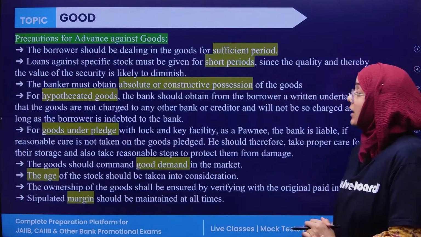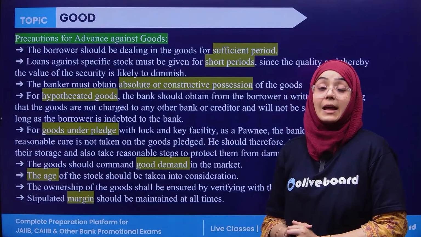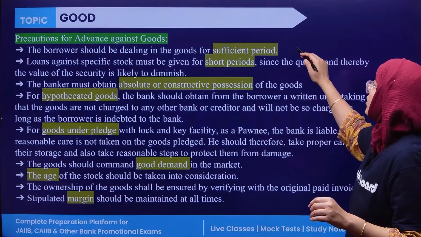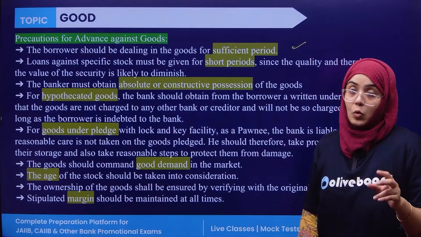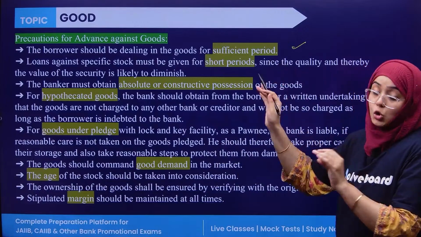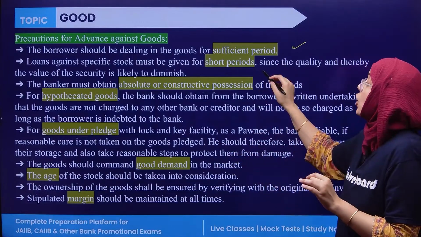Okay, next, what are the precautions that you have to take against the goods? First of all, the time period for which you are taking that good. Second, if you are giving a loan against a specific good, you should ensure that the loan is a short-term loan.